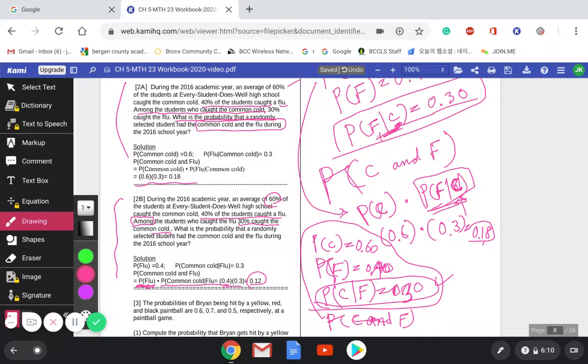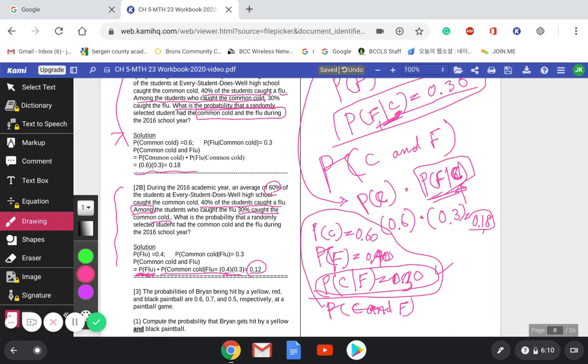So this question is very similar to the previous question, but the conditional part is different. The previous one was among the students who got common cold, 30% got flu. But the second one is saying among the students who got flu, 30% got common cold this time. So depending on the way they're saying it, it's different. So you have to be careful about that.